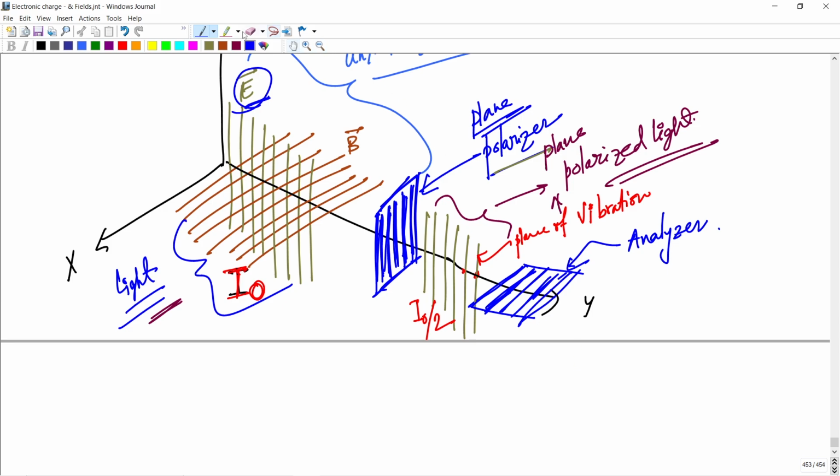After the light passes through the analyzer, we get zero intensity, because the plane polarizer and analyzer are mutually perpendicular. The name of this plane is polarizer and the name of this plane is analyzer. So the polarizer is perpendicular to the analyzer.